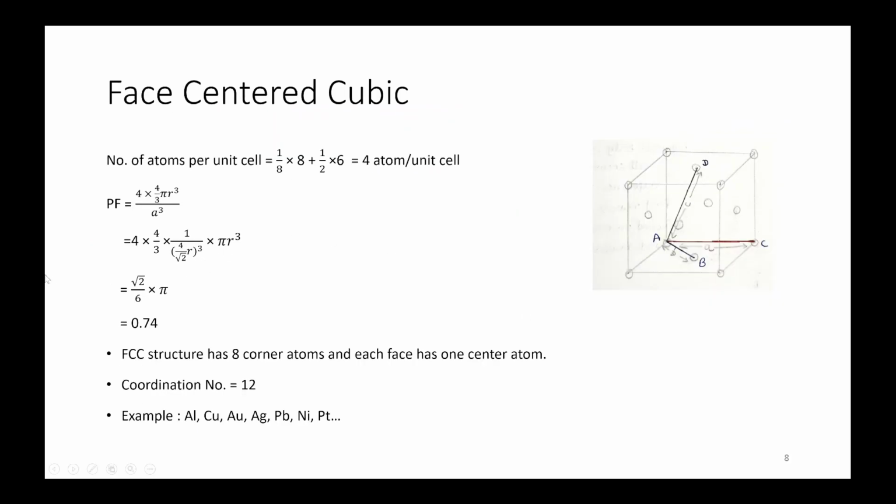Next structure is face-centered cubic. Here, along with the corner atoms, you have atoms at the center of faces. So this face center atom is shared by 2 units. This face will be common in 2 units, so it will be half inside this unit. So 1/2 multiplied by 6 atoms at the faces, because it has 6 faces, plus corner atoms. So the total contribution will be 4 atoms per unit cell.